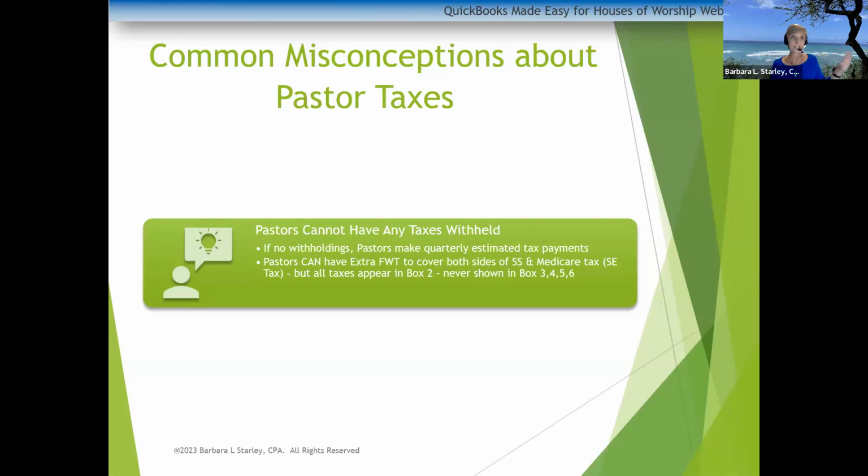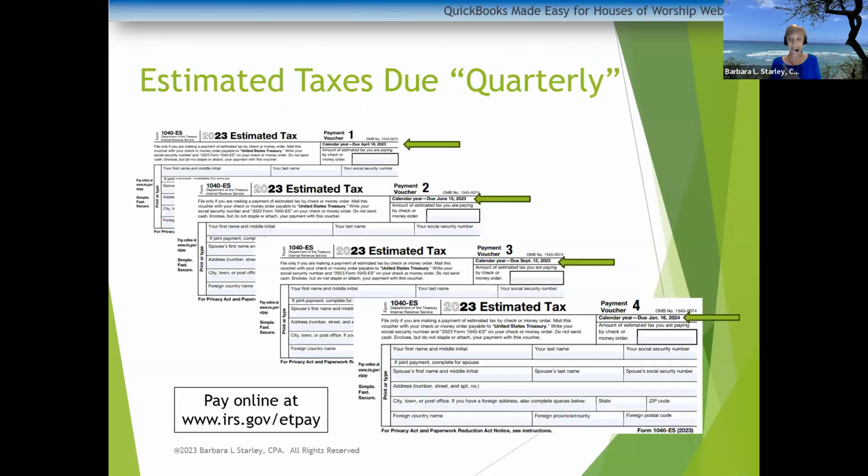So, but nothing appears in box 3, 4, 5, and 6. That doesn't change that, right? It's not like the pastor can go, hey, could you guys just take out Social Security and Medicare? No, they can't. But what the pastor can do, I'll show you in a second. So the first thing is, if they have no taxes withheld, then their estimated taxes are due quarterly.